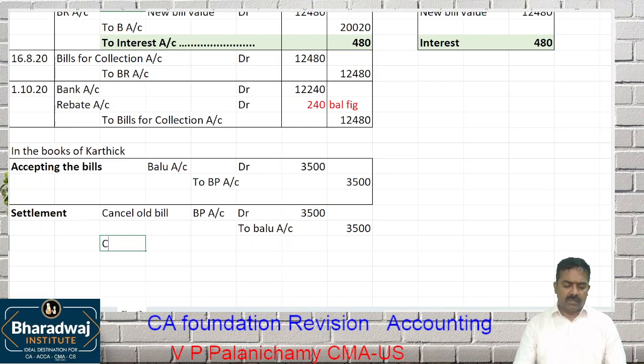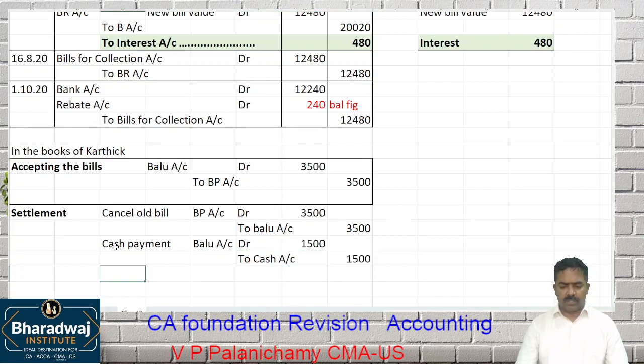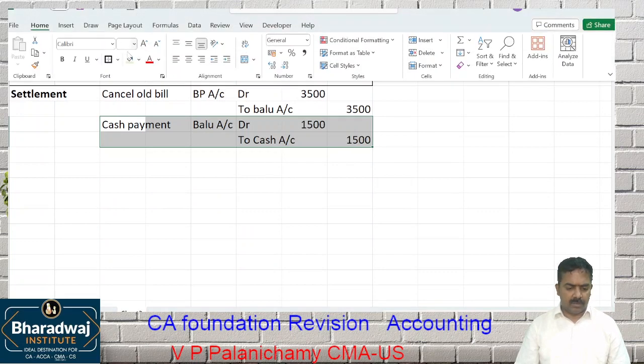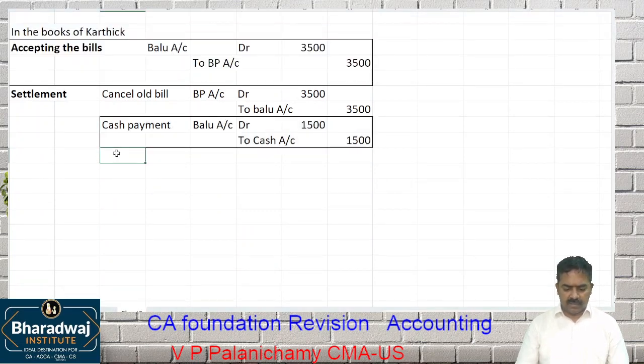Then, what is the cash payment we are making? Balu account debtor to cash. We are making 1,500 rupees cash payment. Interest we have to pay. Interest account debtor to Balu account. How much interest is charged?